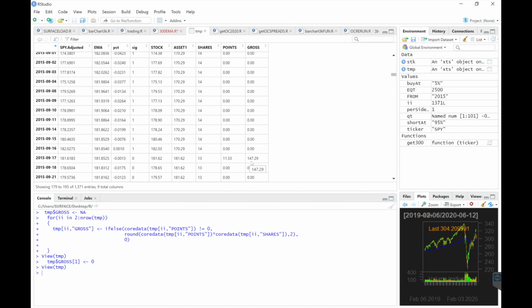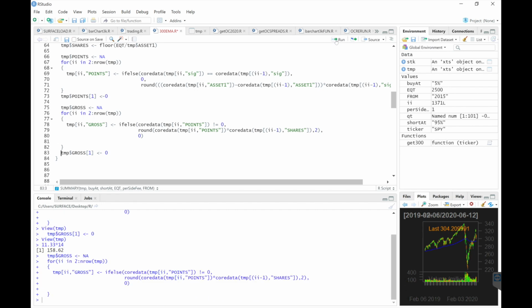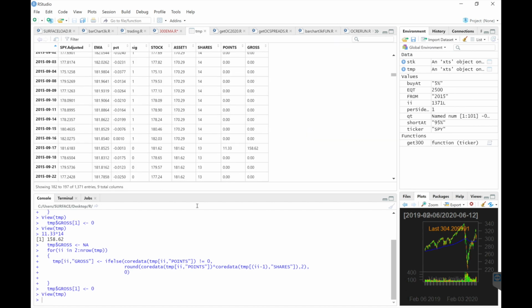So here it's saying that our gross profit is 147.29, but let's double check. We were long 14 shares and we made 11.33 points. So 11.33 times 14 is 158. So we didn't lag the number of shares. So I'll do that here. Set that equal to NA again. Run this. Change the first observation for gross. So now it's equal to 158.62. Close that out.